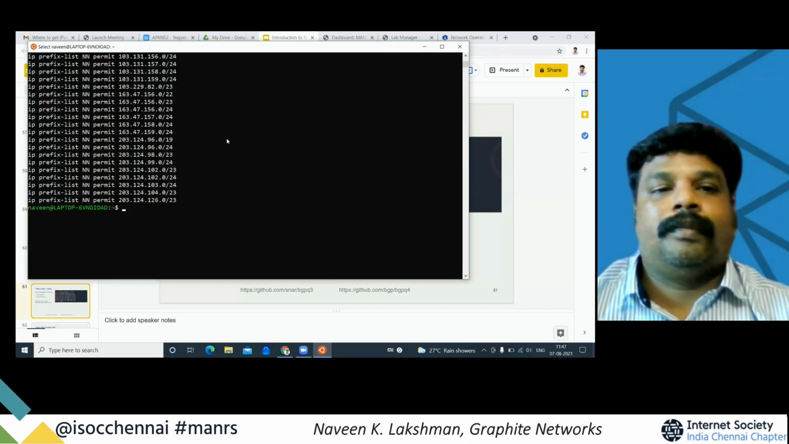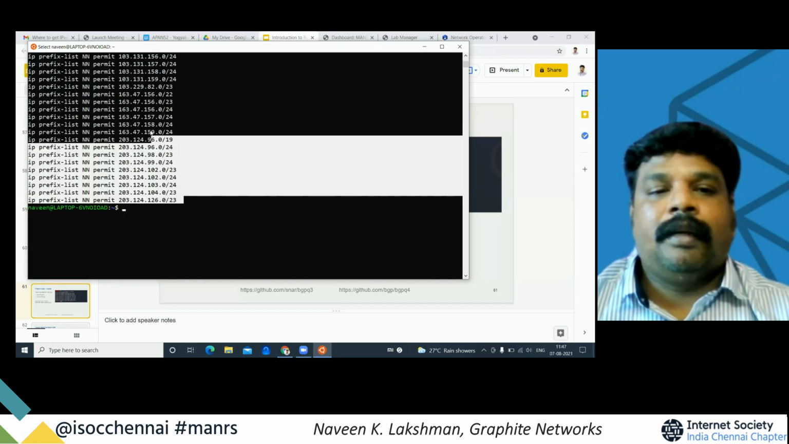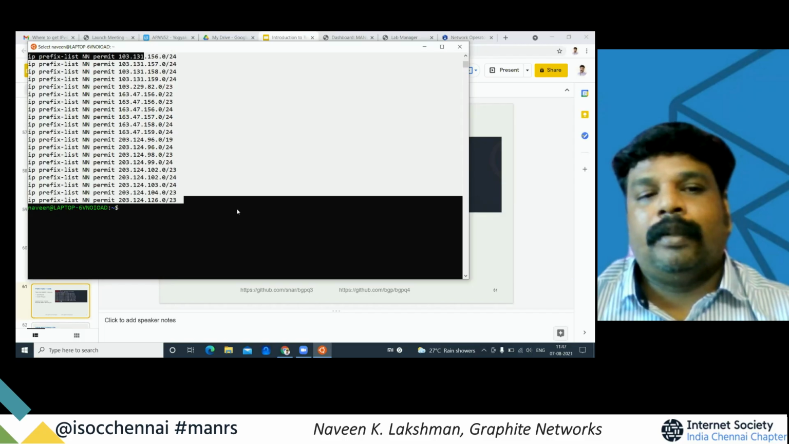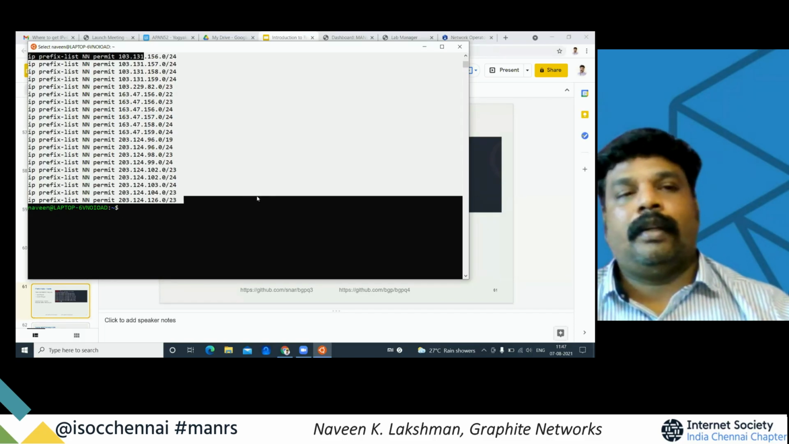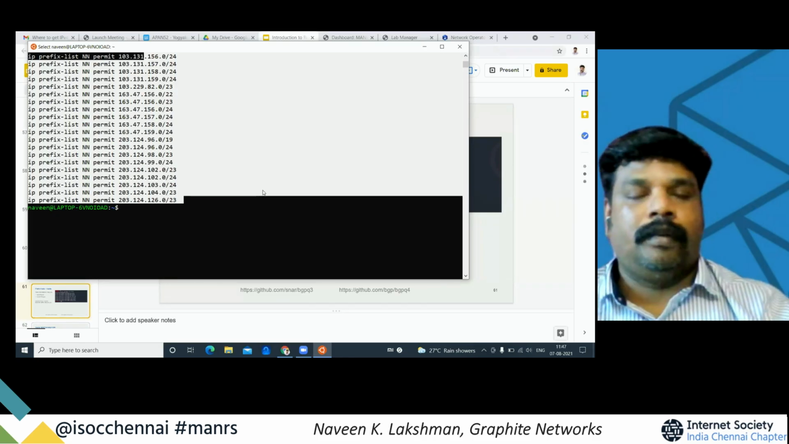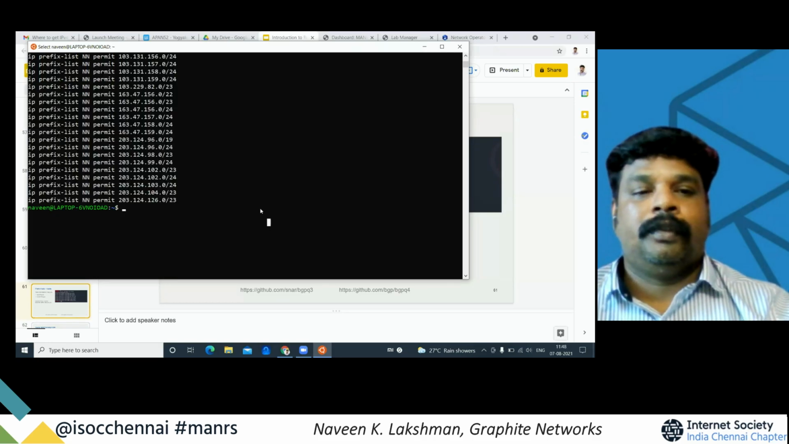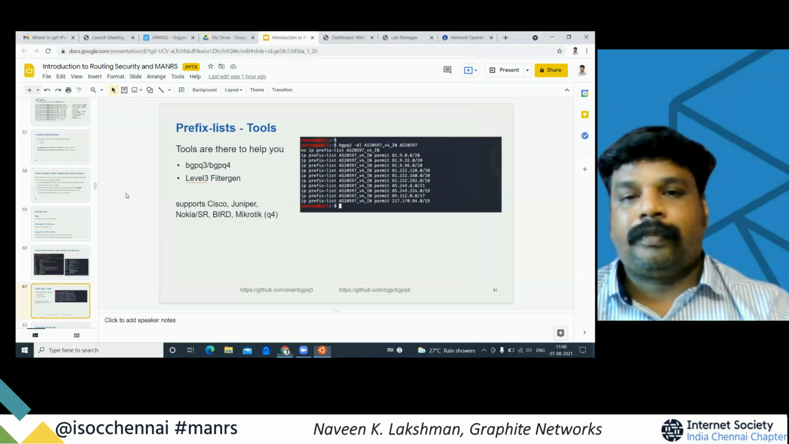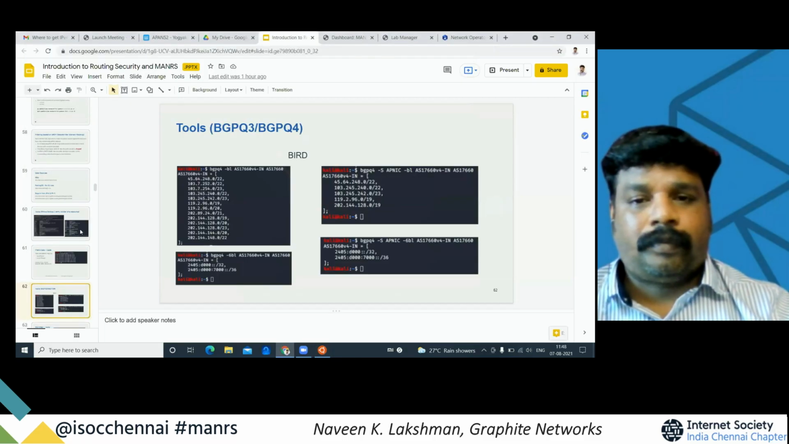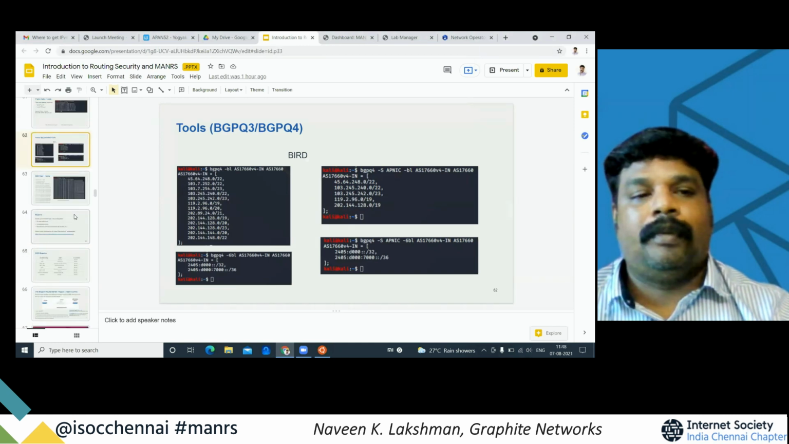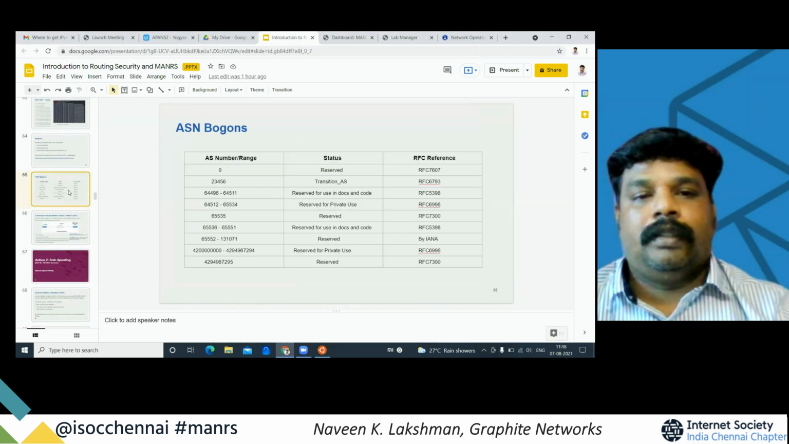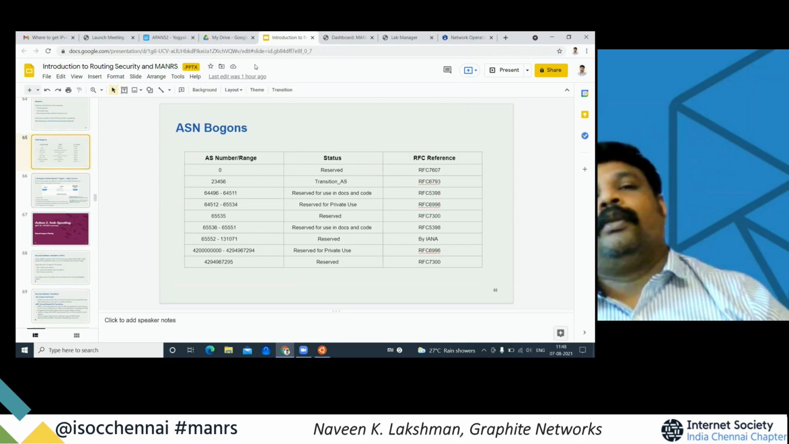So these filters can be created and applied on your router, and you can apply them to your BGP neighbors. So that is one way of doing it. These are examples of that. We'll get back to that.